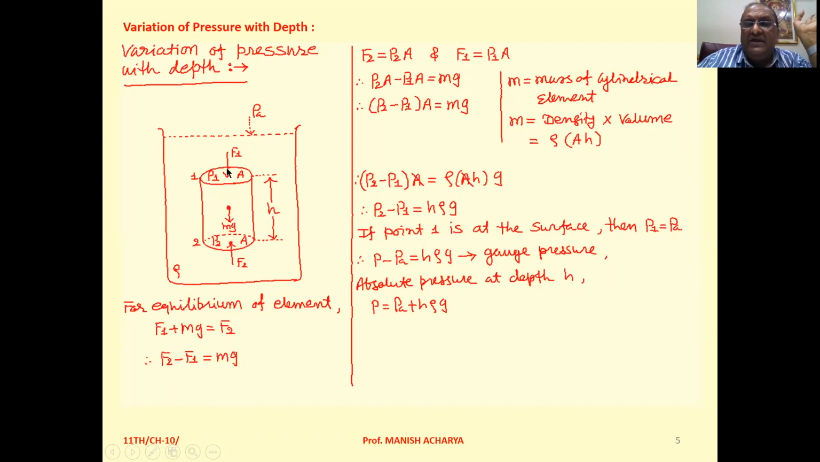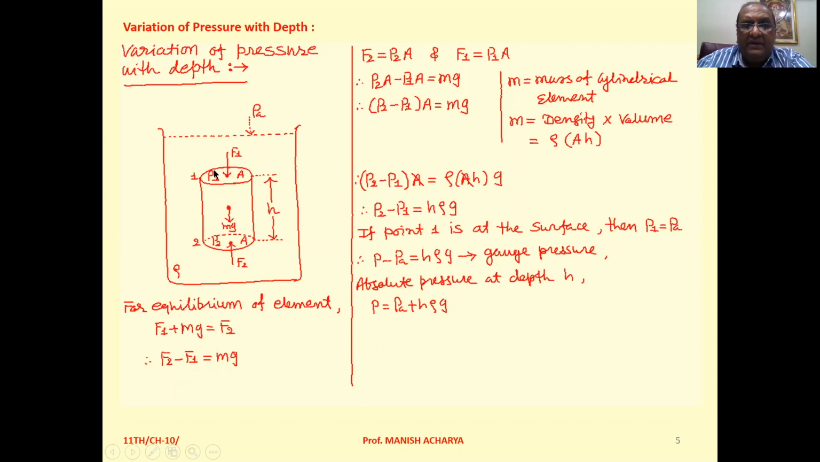Now as per definition, pressure P1 is F1 upon A. So F1 is P1 into A, and F2 is P2 into A. Substitute these values here. Resultantly we can write P2A minus P1A equals mg. Take A common. So P2 minus P1, into A, is equal to mg.